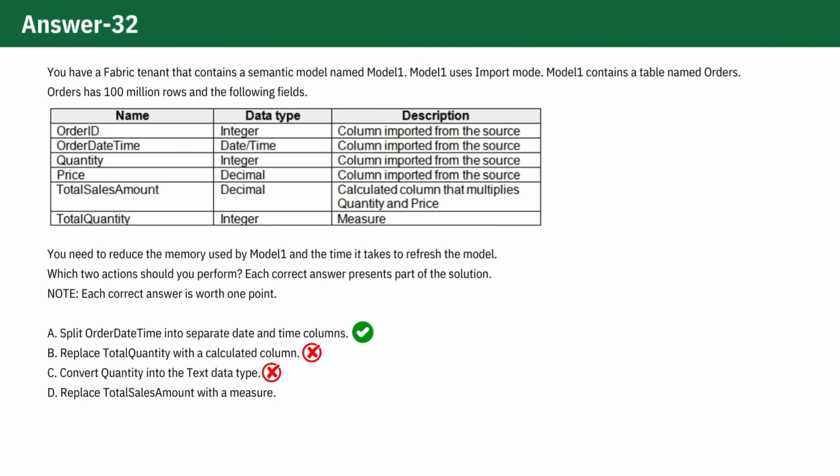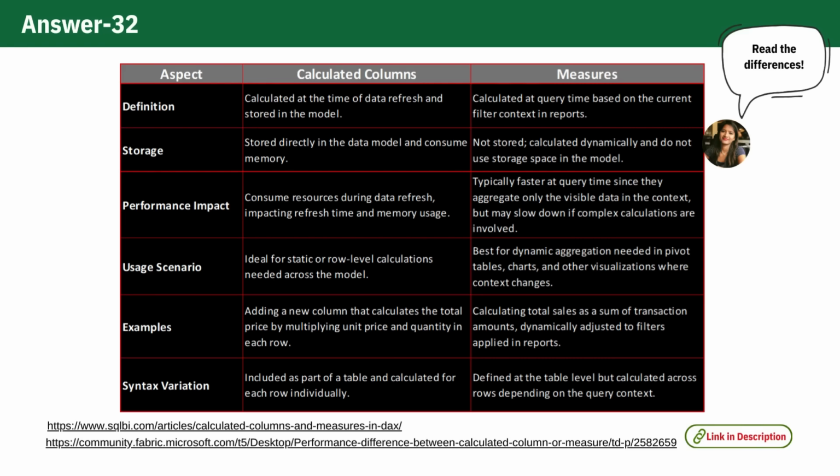Option D. Replace total sales amount with a measure. This is a correct choice. Using a measure for total sales amount instead of storing it as a calculated column or directly in the table can significantly reduce memory usage. Measures are calculated at query time and do not store data within the model, meaning they don't add to memory load during model refresh, which can speed up the process. Here's a concise summary of the differences between calculated columns and measures.